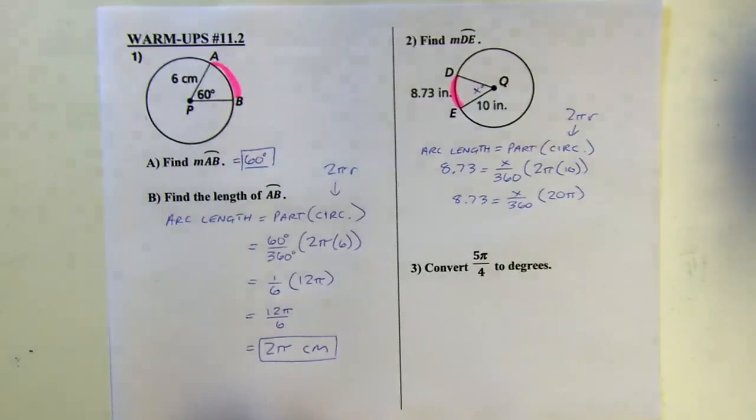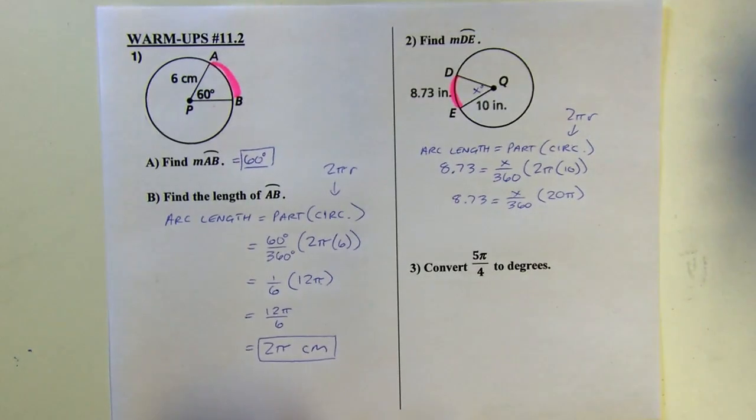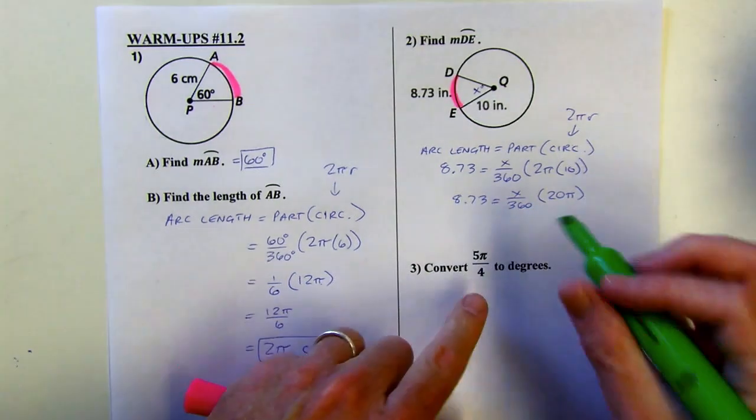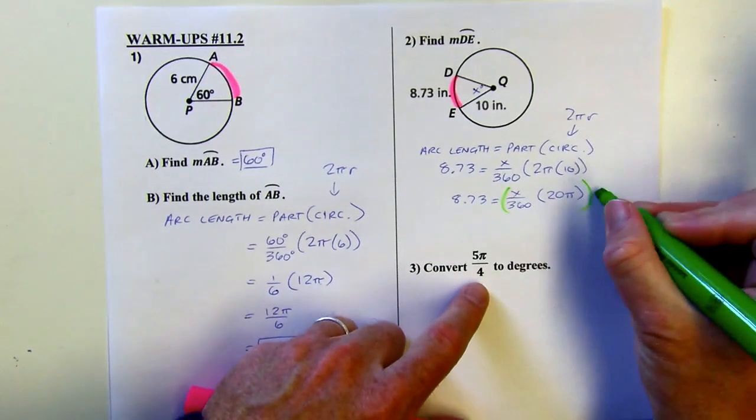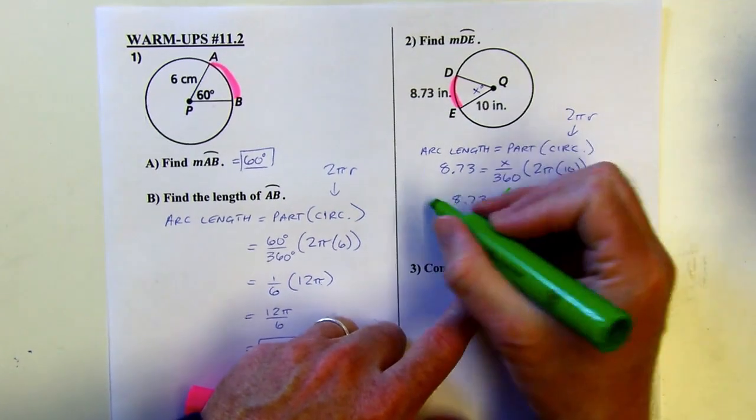Okay. Now, it would be nice to get rid of the fraction. So that's what I'm going to do. I'm going to get rid of it. So what I'm going to do is multiply both sides by 360.